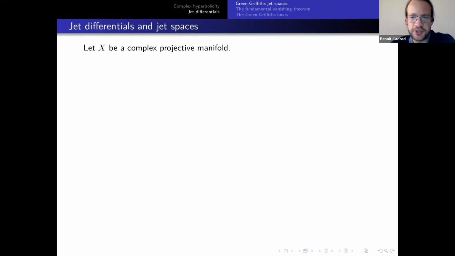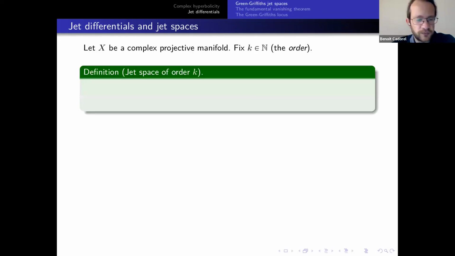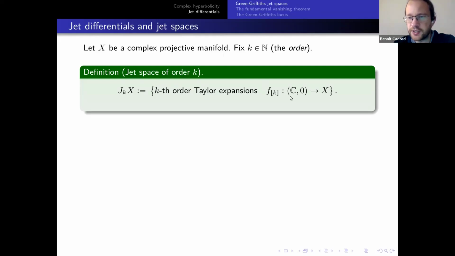So consider a complex projective manifold and fix an integer k, which will be the order of the jet differentials we will be considering. And attached to this integer and your space X, you can define the jet space of order k, which is simply a space fibered above X, that you can form by looking at all the kth order Taylor expansions, starting from the germ of the complex line at 0, and arriving into X.